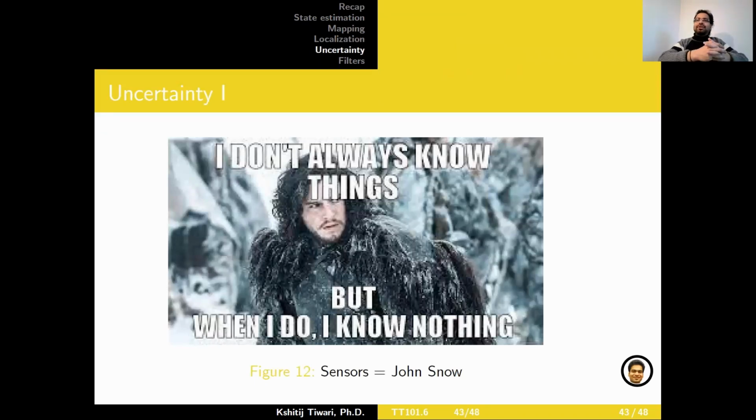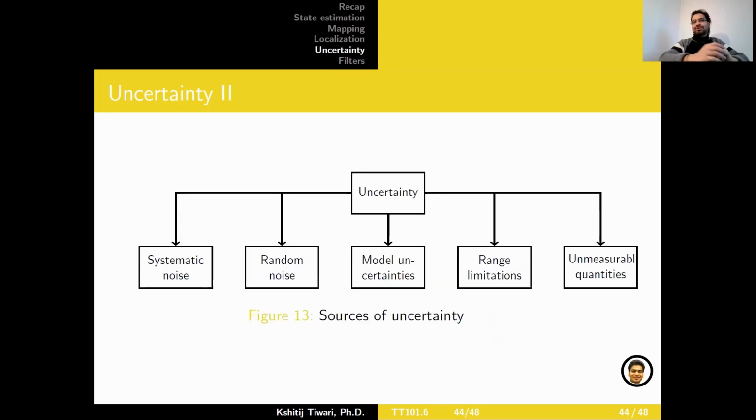Now, we talked about uncertainty in the past. We also saw there is uncertainty when you're trying to do the state estimation, right? So oftentimes this uncertainty is a combination of a lot of different things. The way I like to think of uncertainty is like, you would get this joke if you are a Game of Thrones fan, right? The reference here is that I don't always know things, but when I do, I know nothing or very little, right? But these are the various forms of uncertainty that exist that make state estimation a challenging problem to solve.